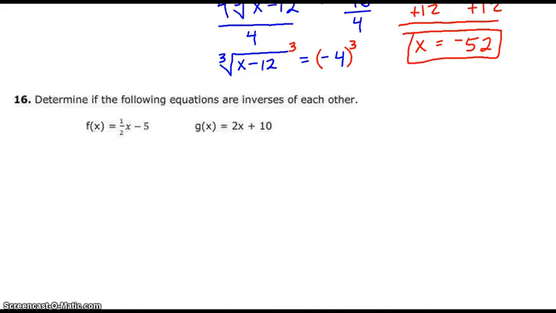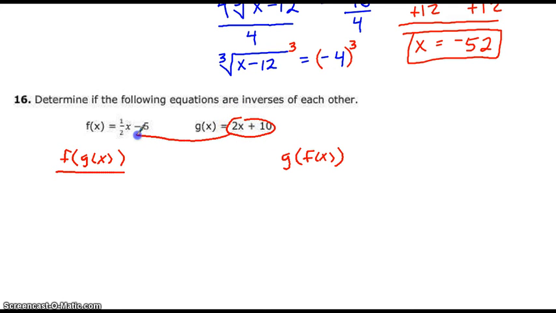All right, for this last one, you need to determine if they're inverses. So you got to do two things, f of g of x, and if this comes out like we want it to, then we have to do g of f of x. All right, so f of g of x, I'm going to take the entire g function and plug it in for x here. So 1/2 times 2x plus 10 minus 5.